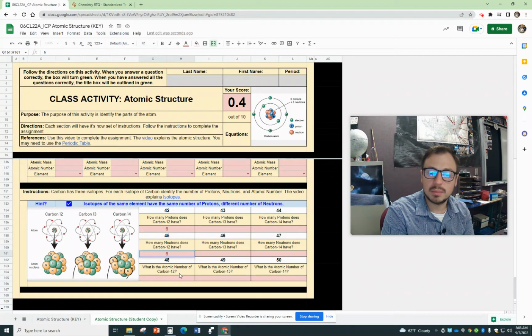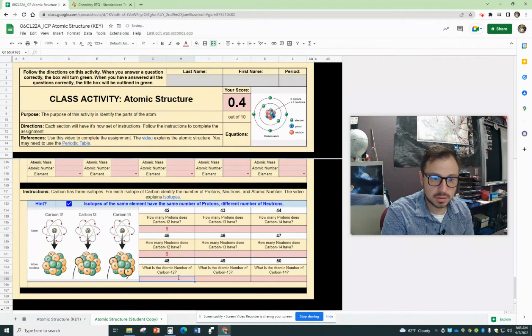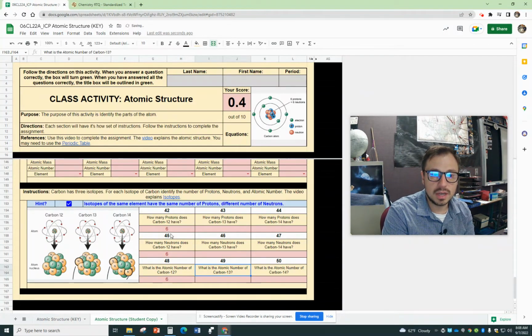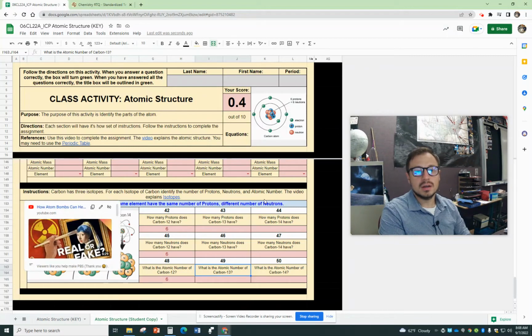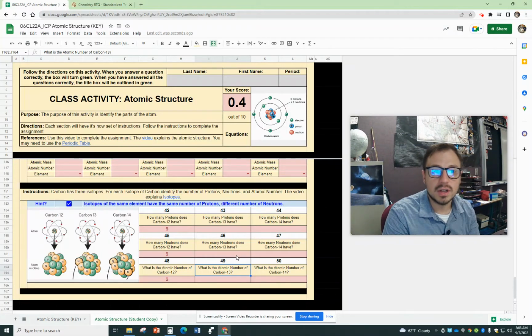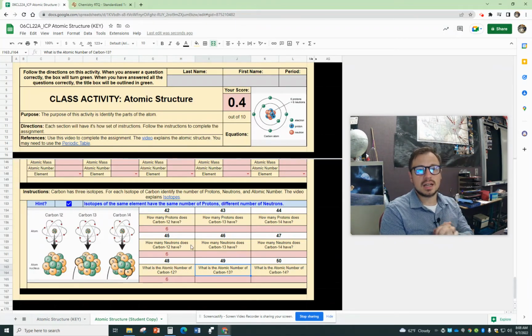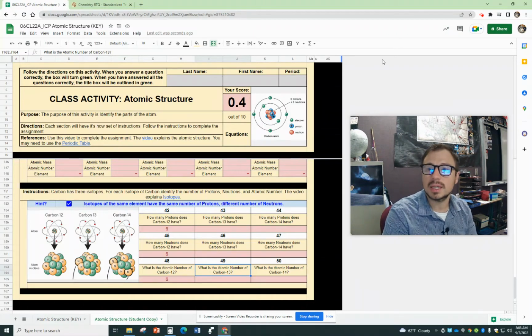What is the atomic number of carbon 12? Well, the atomic number is just the number of protons, right? That identifies what element it is. It's going to be 6. So yeah, it did not turn green because you do have to get the entire row correct in order for it to turn green, but we just did carbon 12. So once again, this is that class activity on atomic structure.